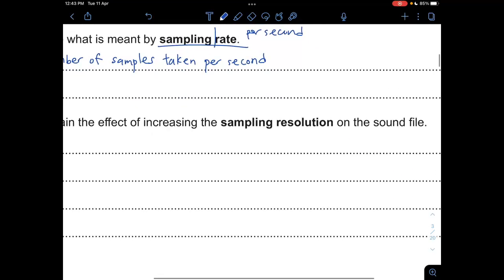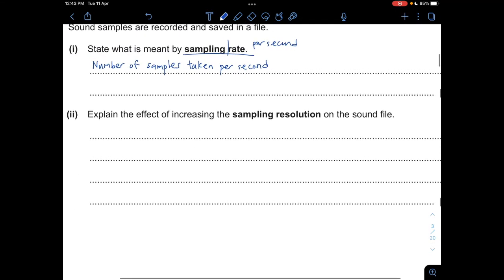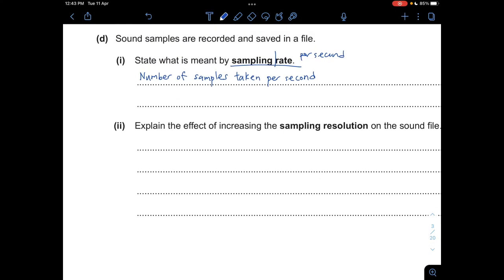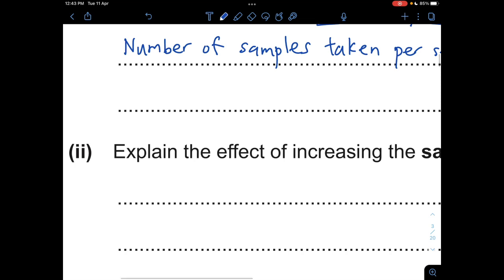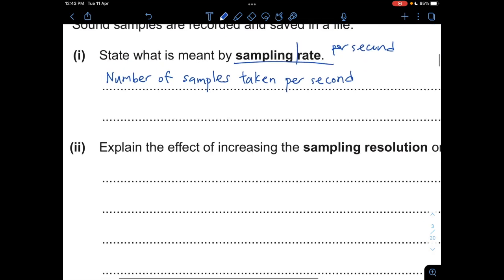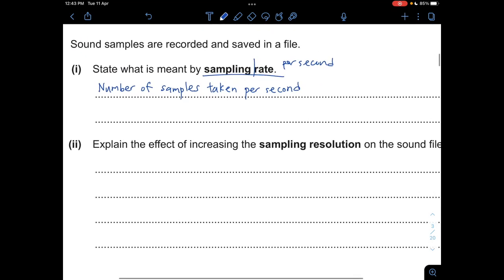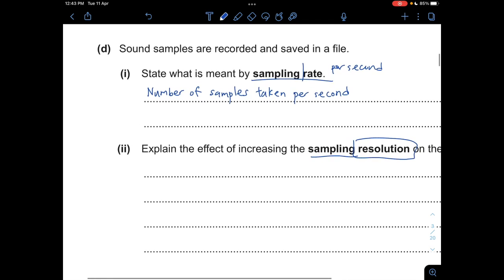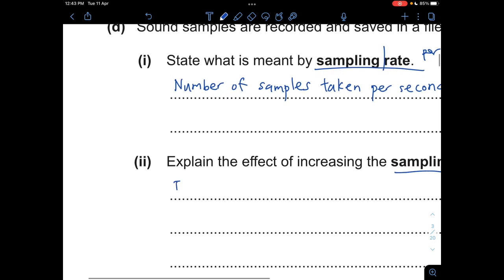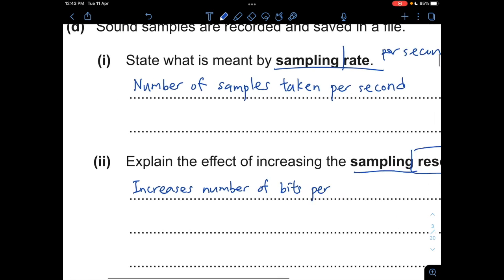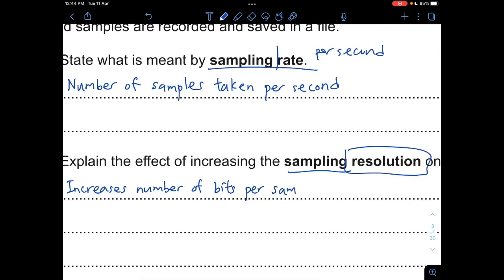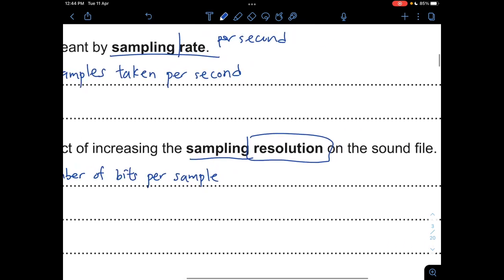Explain the effect of increasing the sample resolution on the sound file. This is a 2-mark question, so we need 2 points. When you increase the sampling resolution, this will increase the number of bits per sample, which increases file size.